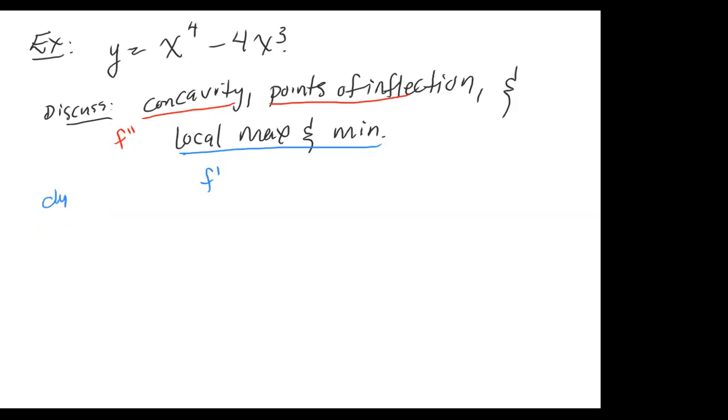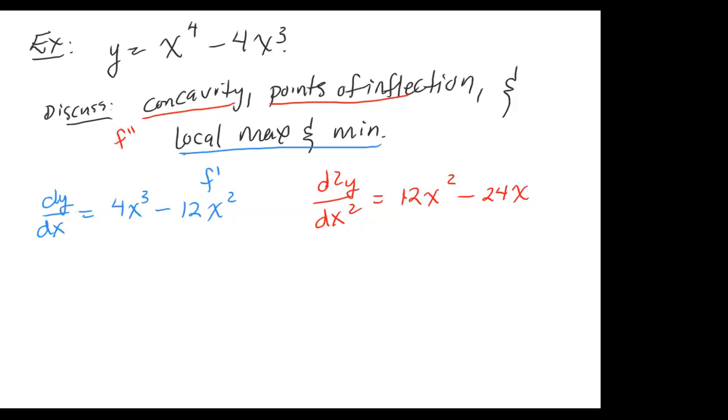dy/dx is equal to the derivative of x to the fourth, which is 4x cubed, minus 4 times 3, which is 12, times x squared. The second derivative, d squared y over dx squared, is equal to the derivative of dy/dx, which is 12x squared minus 12 times 2, which is 24x. Okay, so I have the derivatives.